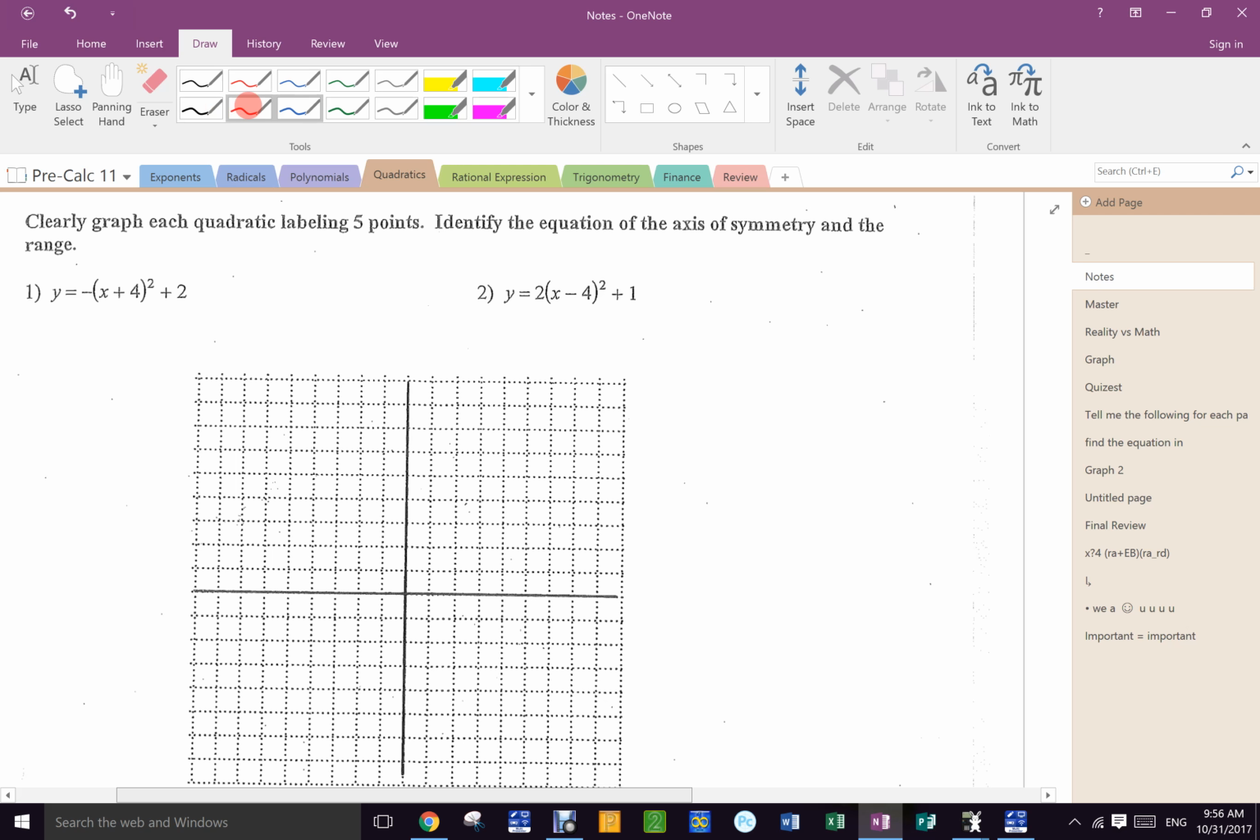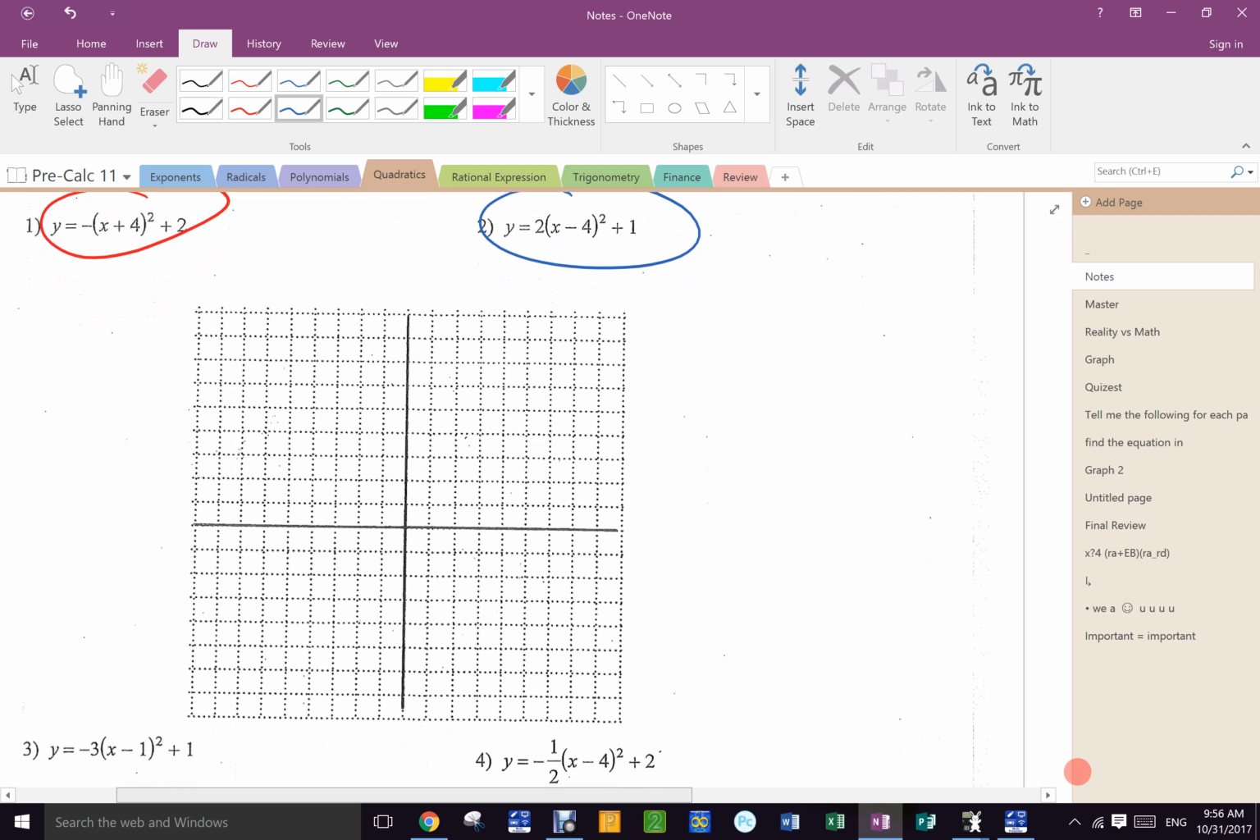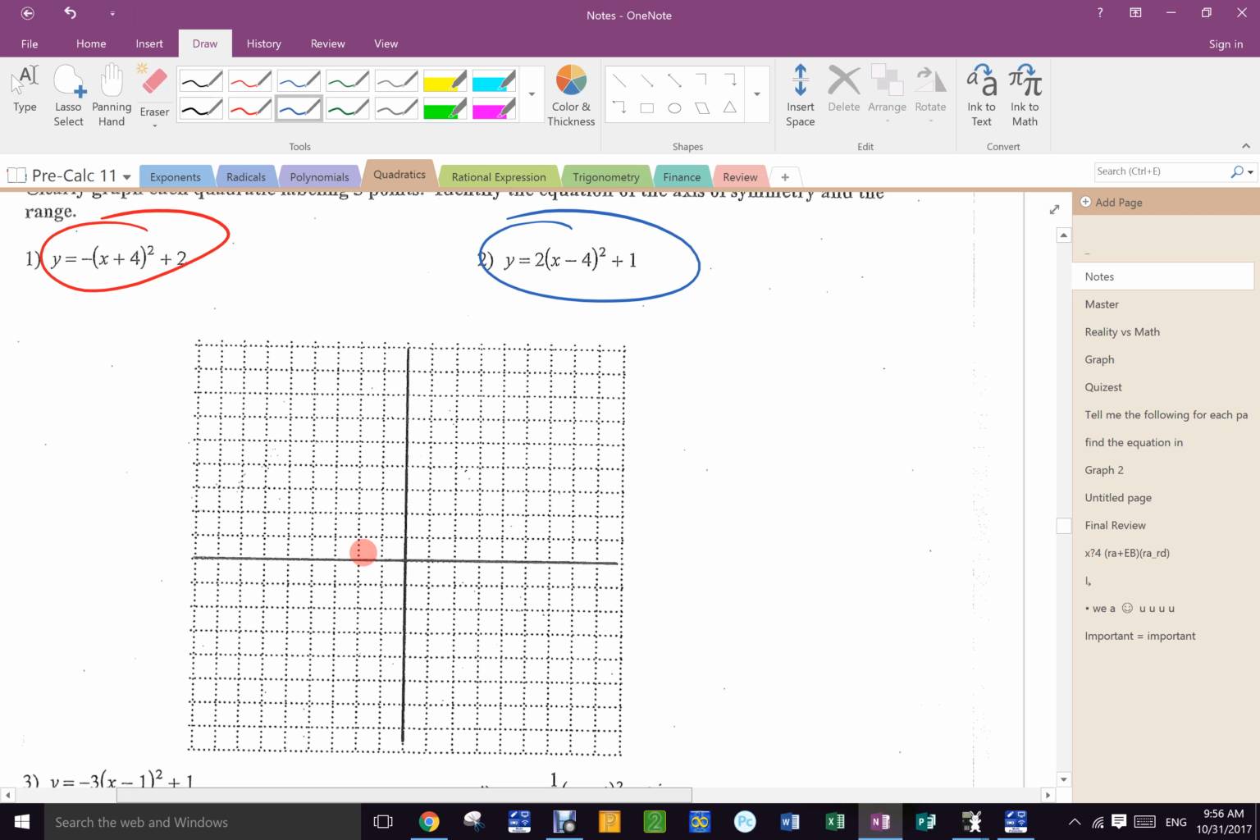Graph them. Graph that one red, graph that one blue. Follow along, make sure you do it right. Vertex, 1, 2, 3, 4, 1, 2. Negative 4, 2. What did I say, 5 other points? Yeah, that's a pain. Over 1, down 1, over 1, down 1, over 2, down, 1, 2, 3, 4. 5 points in total or 5 others? 5 total. So the vertex and 2 more.